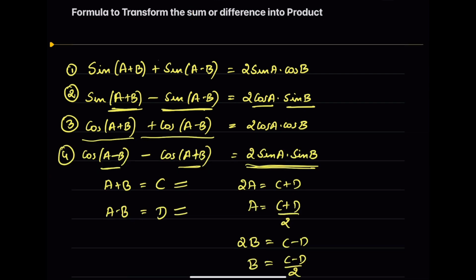So the meaning is, this is a sum and this is a difference. So we are changing this to a product form, which is multiplication of sin A and cos B, and in this case it is multiplication of cos A and sin B.